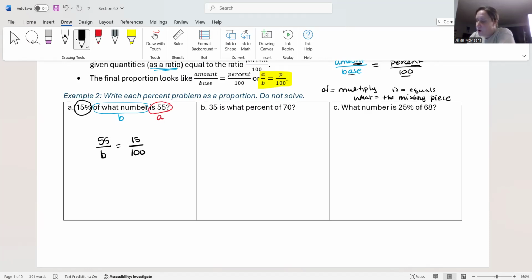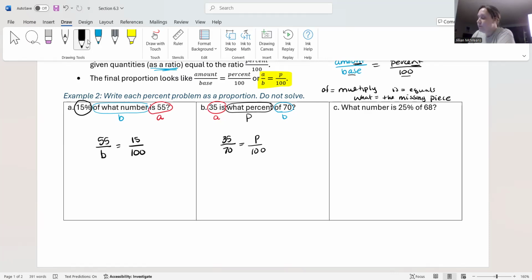We can see 35 is what percent? So the percent is missing. 35 is some portion, we don't know what portion, of 70. So 35 is the amount. And 70 is the entire quantity we're considering. It's also the quantity that the percent is being applied to. It would be the base. So we get amount 35 over base 70 equals P, currently unknown, over 100.